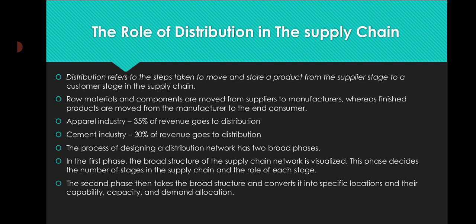The process of designing a distribution network has two broad phases. In the first phase, the broad structure of the supply chain network is visualized. This phase decides the number of stages in the supply chain and the role of each stage. The second phase then takes the broad structure and converts it into specific locations and their capability, capacity and demand allocations.